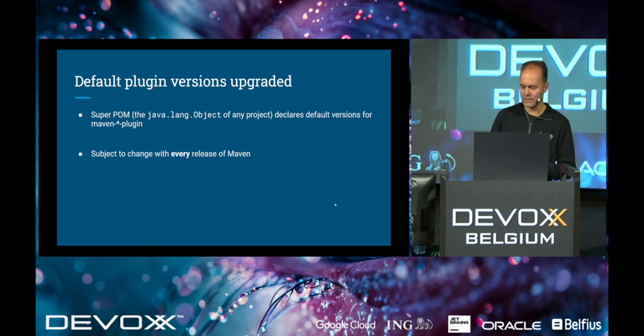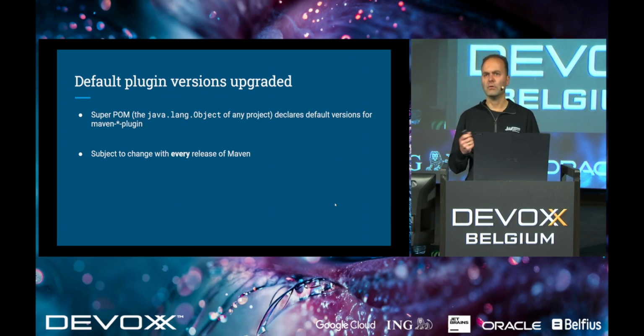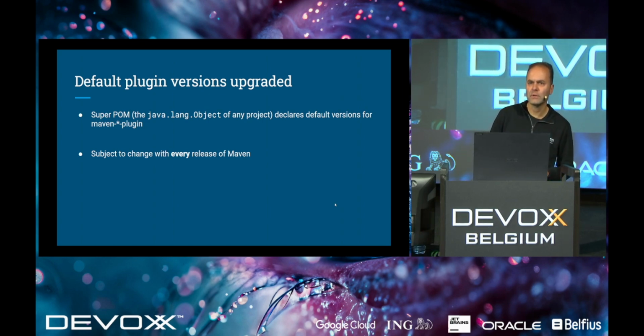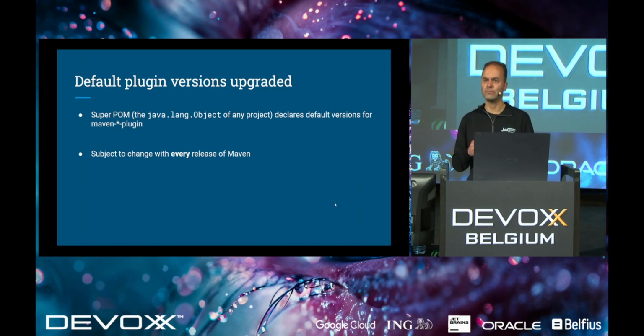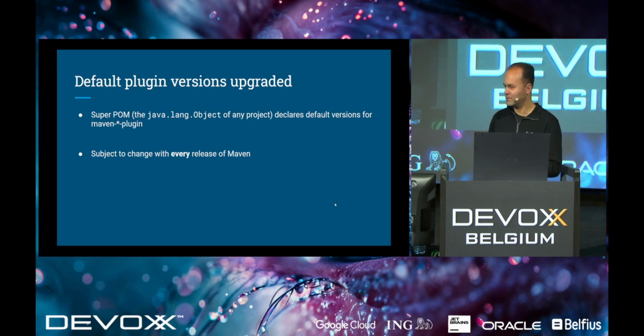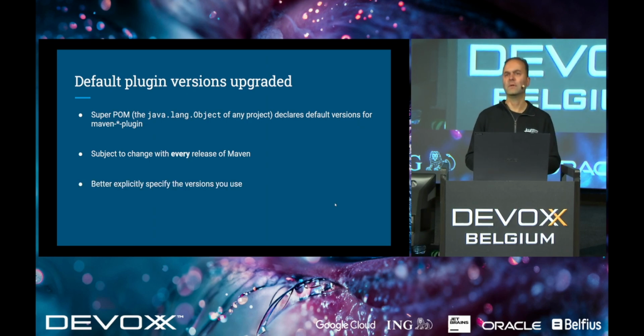And that brings a little bit of a challenge, because now, all of a sudden, it can make a difference whether you use Maven 3.9.8 or 3.9.9. The only way to be absolutely sure that you use the exact same build configuration, up to the version of the Maven plugin being used, is to do a diff of Maven 3.9.8 and 3.9.9 and see if that super POM has changed. Or, and that's probably easier, just specify the version numbers of these plugins in your build.